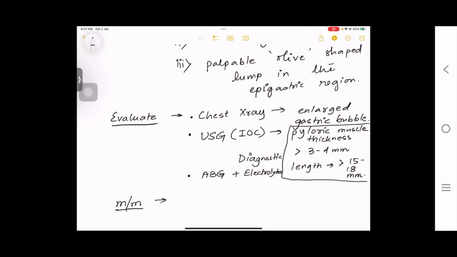Now, how would you manage this condition? Initial management is always resuscitation with IV fluids, that is, you give normal saline to correct the electrolyte imbalance, and then you can go for surgery, which is known as Ramstedt pyloromyotomy.